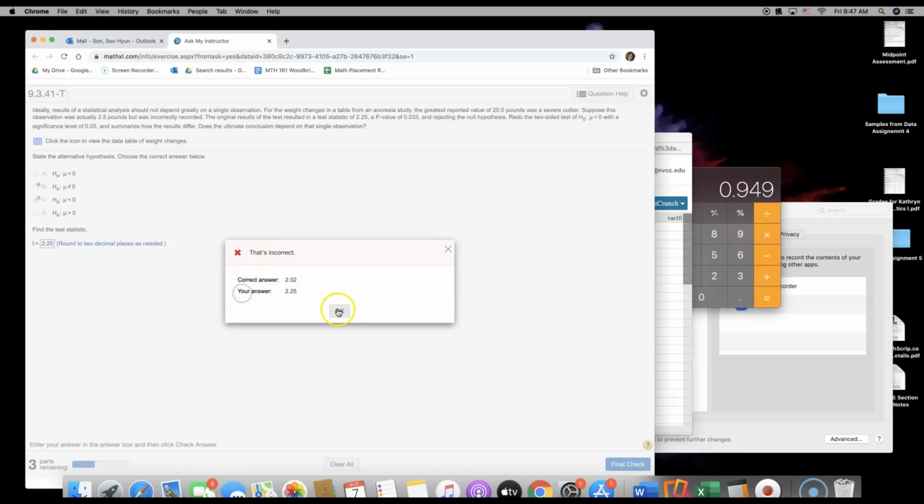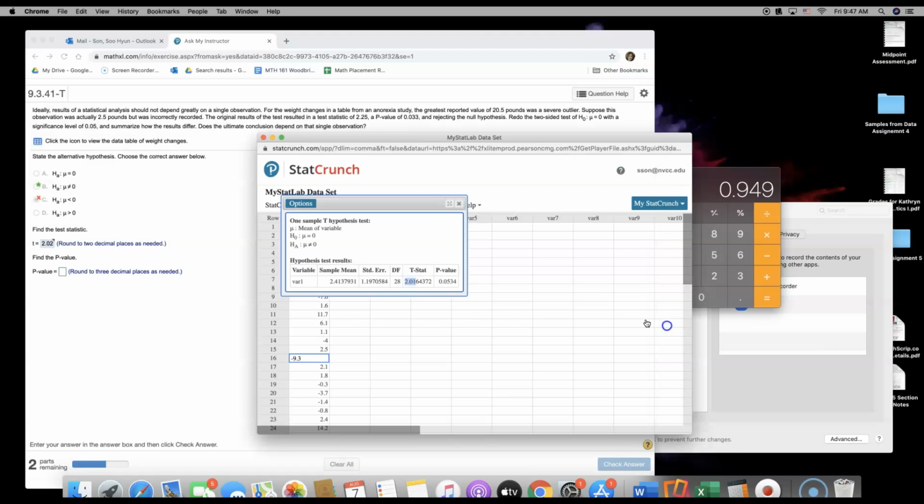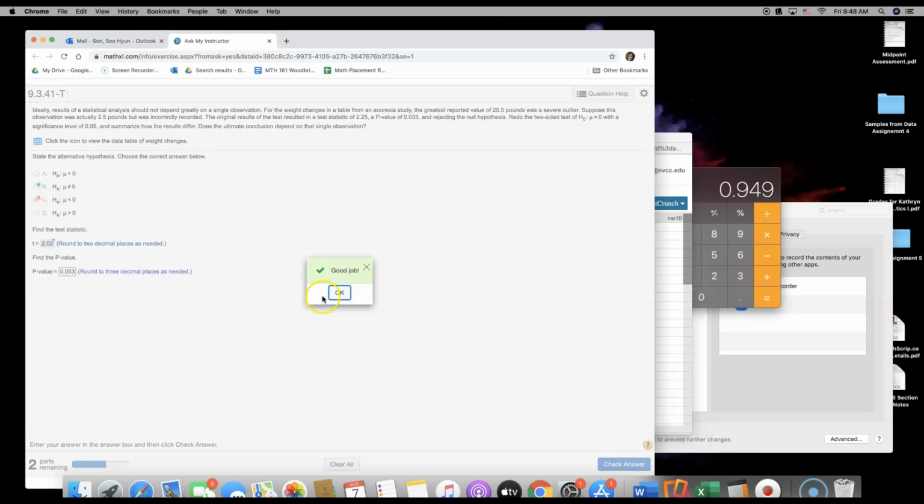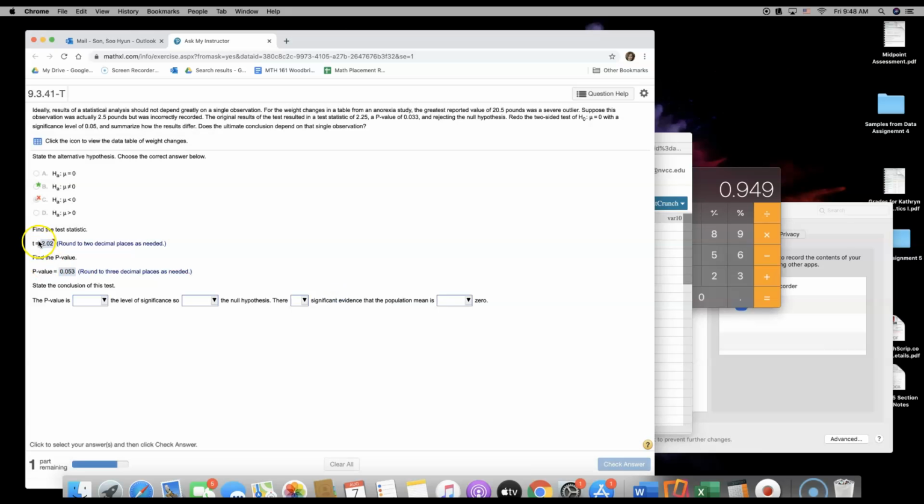Sorry about that. But now they're going to ask you for the p-value, and the p-value is 0.0534, rounded to 3 decimal places. We're going to go ahead and report that. So this one, I had to actually change the data, one of the observations which had a typo, to 2.5 to get the right test statistic.